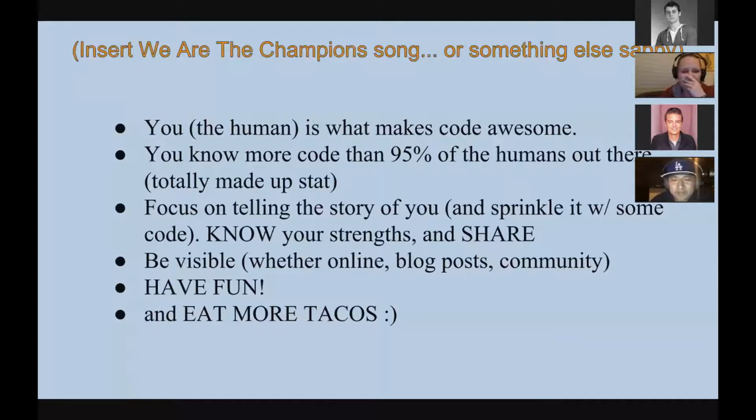Sprinkle some code in there. Know what your strengths are and share them. For example, my strength is not in algorithms. I am totally in awe of the first talk, and that's why I was feeling so bad about this talk and the level of complexity. But I know that's not my strength. My strength is in sharing tacos, talking to other people and hanging out with people online, and sharing that, being visible. I do a lot of that locally, through meetups and things like that, and also online.